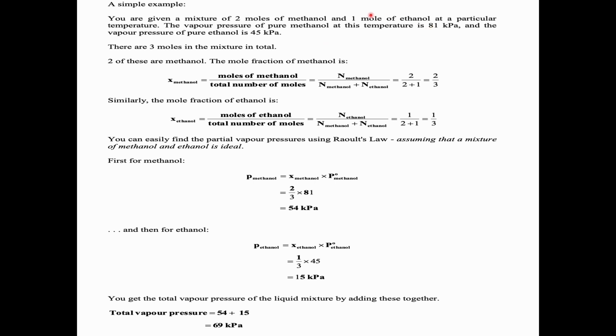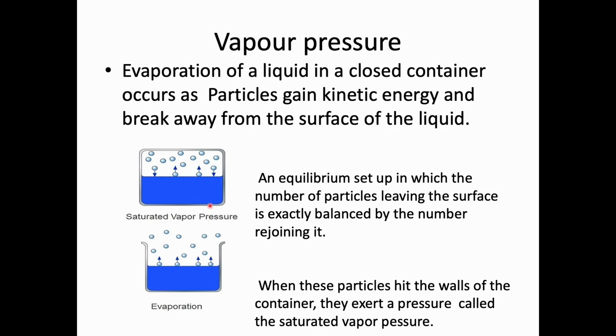Your total number of moles is 3, so for the respective solvents, you have 2 out of 3 times the pressure of that solvent, and 1 out of 3 times the other. The vapor pressure that you keep hearing about is the pressure exerted by a vapor when it's in dynamic equilibrium with its liquid in a closed container.